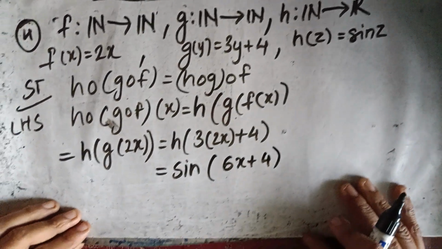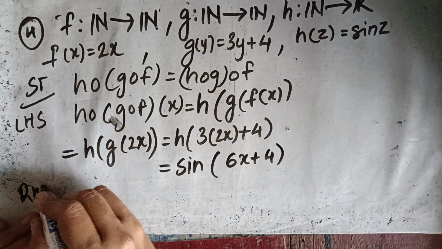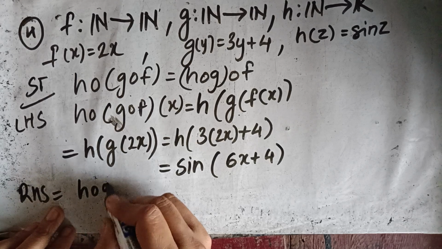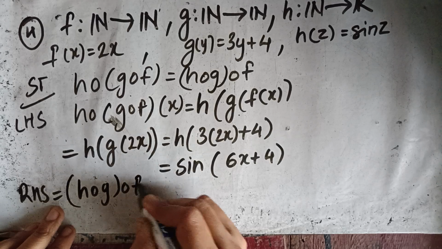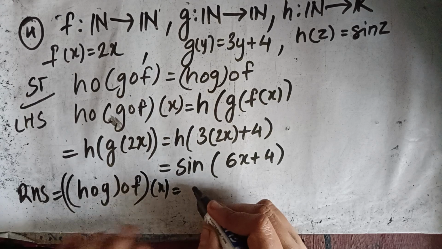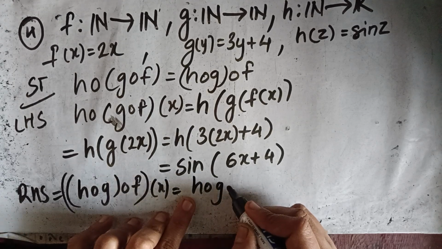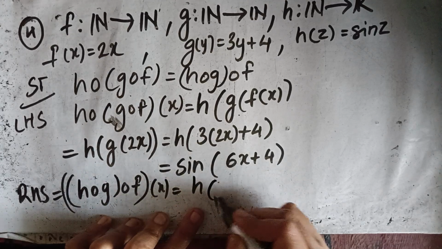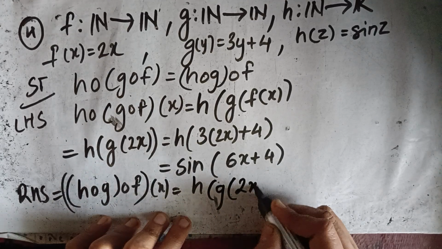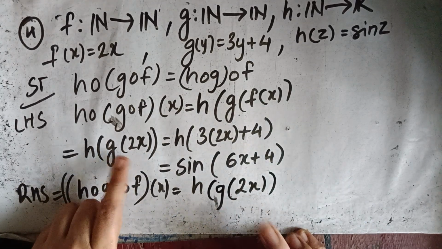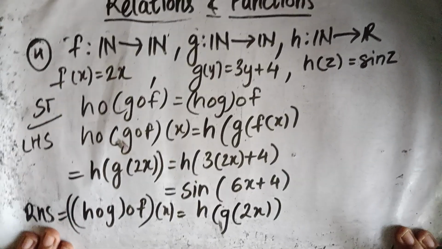Next is your RHS, and that you have to write as h composite (g composite f) of x. So this will be again the same thing, 2x. Same it is. You are getting the same result.